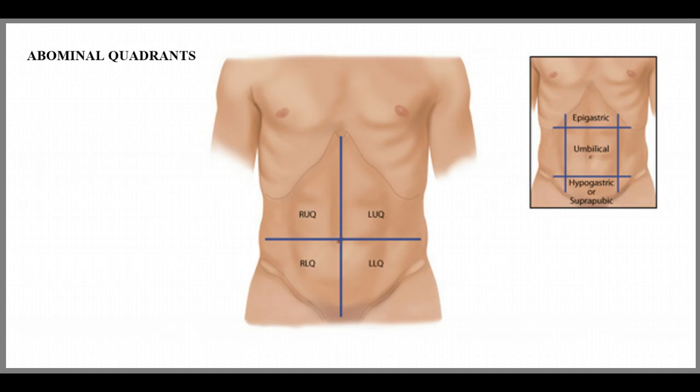There are 4 abdominal quadrants: the right upper quadrant, the left upper quadrant, the right lower quadrant, and the left lower quadrant. Additionally, there are these regions: the umbilical region, which is around the navel, the epigastric region above that, and the hypogastric below it. Now, keep in mind there are several organs within the abdominal cavity, and many of the organs overlap into multiple quadrants.